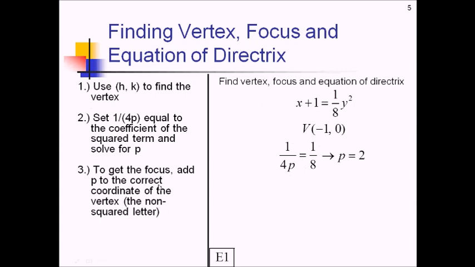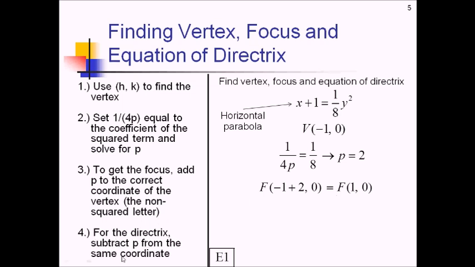So now to find the focus, we have to add p to the correct coordinate of the vertex. And which coordinate's that? Well, it's going to be whatever your non-squared letter was up here. This tells you whether you have an up-down parabola or a left-right parabola. Since we have an x out here, that's going to be a horizontal parabola. So that means we have to add the 2 to the x value of the vertex, which is going to give us a focus of negative 1 plus 2 comma 0, or 1 comma 0. To find the directrix, we have to subtract p from that coordinate.